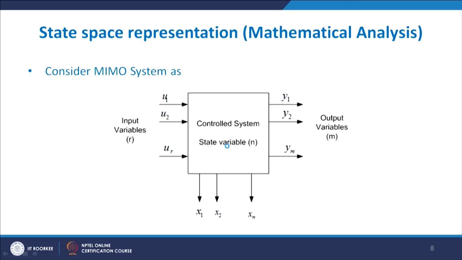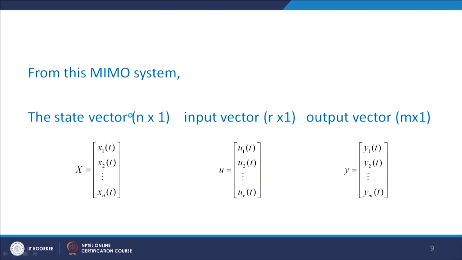Now again I am giving the same diagram. Here again we have input variables u1 to ur, output variables y1 to ym, and state variables x1, x2, up to xn. So here the state vector we can represent as x. The states are n, so we write x1, x2, up to xn as n cross 1. The input vector is r cross 1, that is u1, u2, up to ur, and the output vector is m cross 1, y1, y2, up to ym. That means m indicates output, r indicates input, and n indicates the number of states. This is for the MIMO system plant.